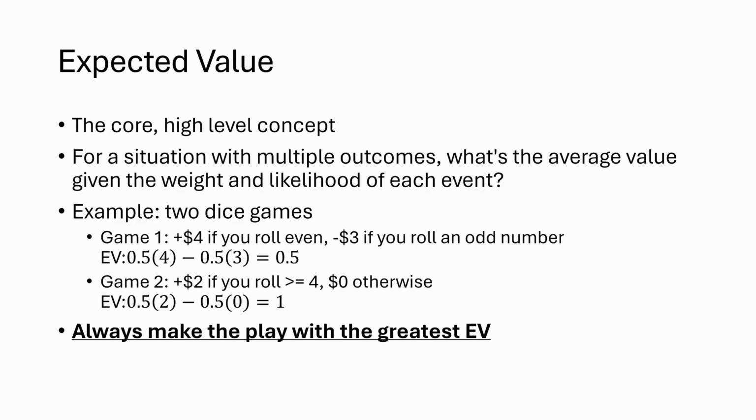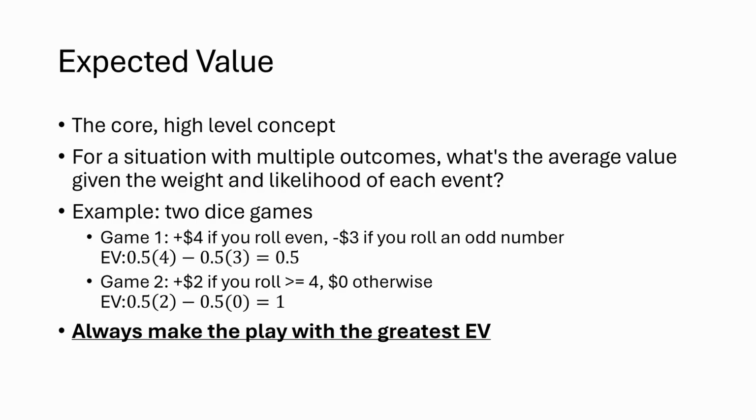So 0.5 times 4, and then you subtract the bad event weighted by how likely that is to happen. You got a 50% chance of that happening. Again, rolling odd is 50%, and the value of that bad event is minus 3. So you get an expected value of 2 minus 1.5, so 0.5. What does that mean? That means on average, if you play this game, you're going to win $0.5 every time. Over the long run, you're going to win $0.5 every time you play this game.